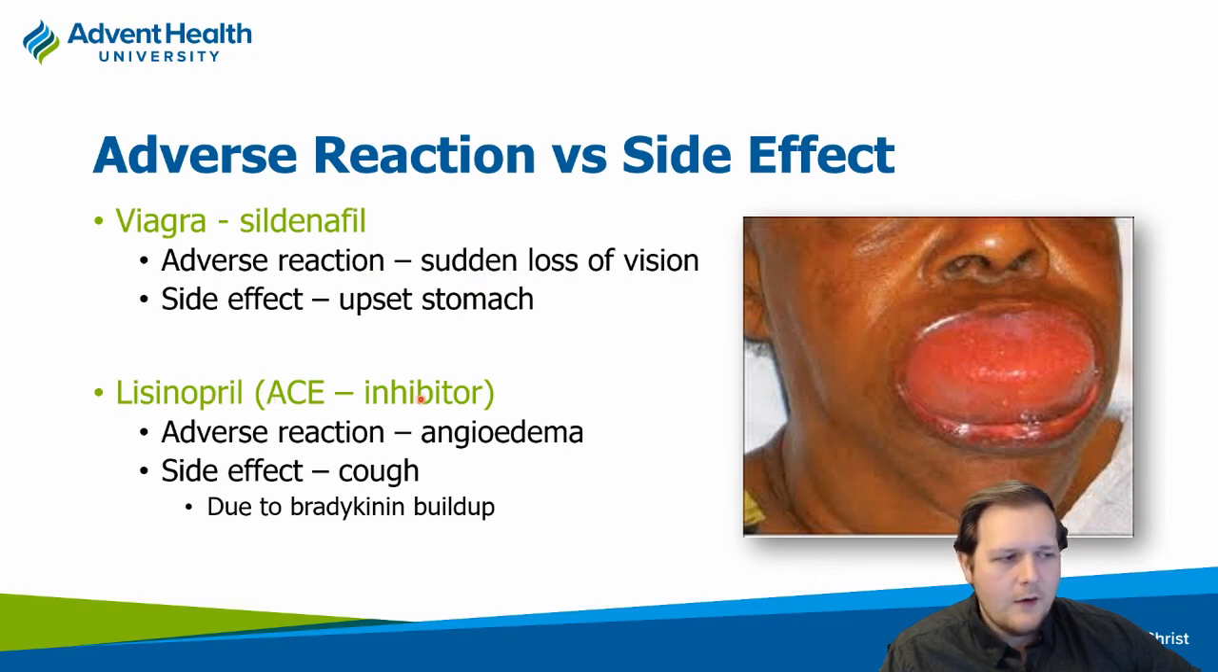Lisinopril, which is an ACE inhibitor, is frequently used for a lot of cardiac conditions, including hypertension. Side effect, they get cough due to a buildup of a product called bradykinin. It can be pretty problematic for some patients. I have family members who had to go off of an ACE inhibitor because the cough was driving their wife crazy, right? Angioedema, though, is a much more severe adverse reaction that can occur here. As you might imagine, the tongue getting that swollen can close off the airway pretty easily and cause death, right? So again, you can see the difference between a general side effect versus an adverse reaction. A side effect may still cause you to stop taking the drug, but it is likely not to be fatal.